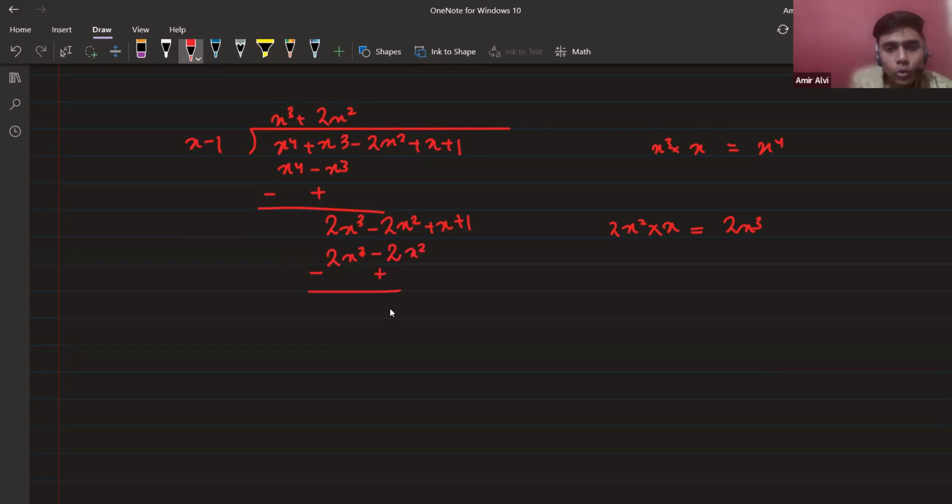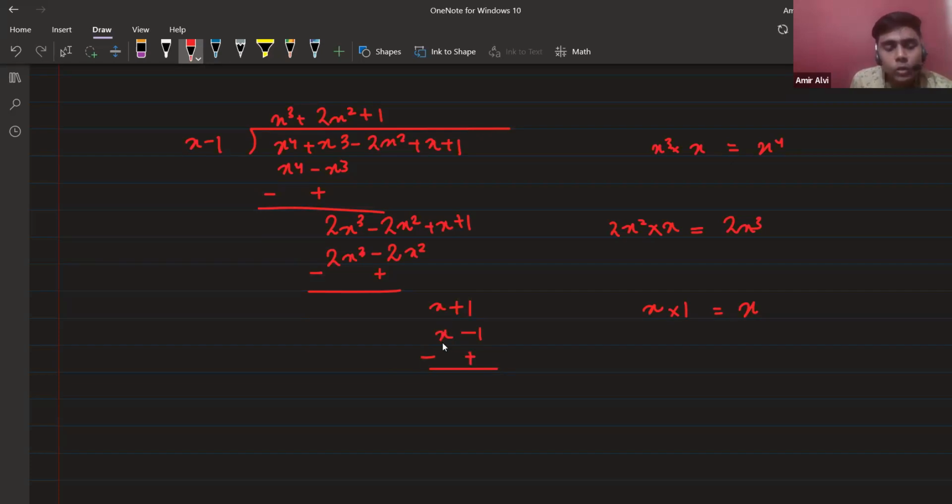It will be 0, yes or no? Yes. Only what will be left? x plus 1. I have x, I want x and I have x. So what should I multiply with x? 1. Positive 1 will be multiplied. So x into 1, positive x, minus 1 into plus 1, negative 1. Sign will change.